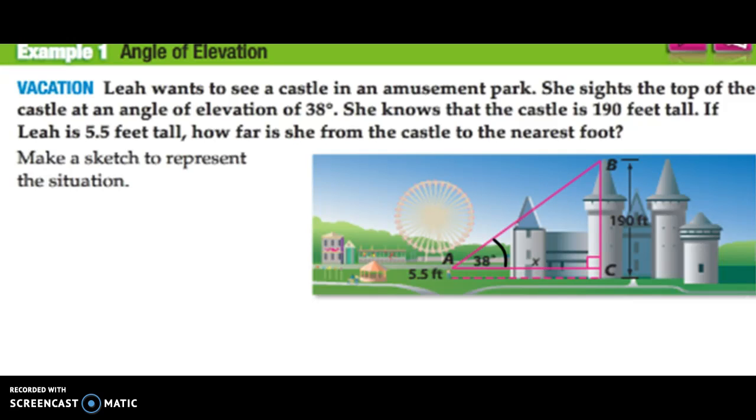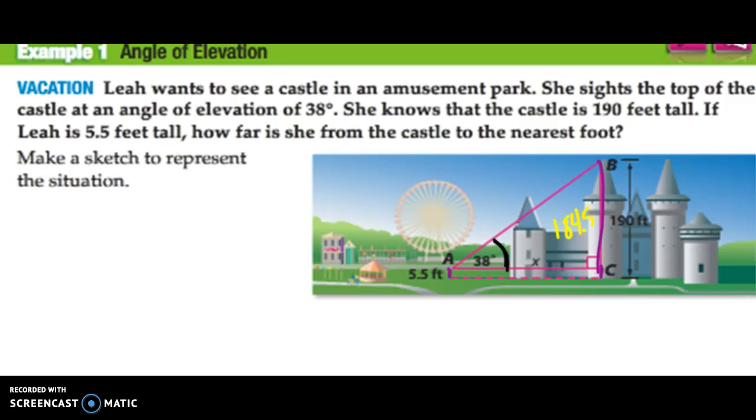Now, here's what we have to start with. Before I can do anything, I notice that Leah is 5.5 feet tall, and the castle itself is 190 feet tall. So we have to take into account that 5.5 feet. I take the 190 feet the castle is, minus the 5.5 feet that Leah is, to find that this side of the triangle right here, I'll draw it in yellow so you can see it a little better, is actually 184.5 feet.